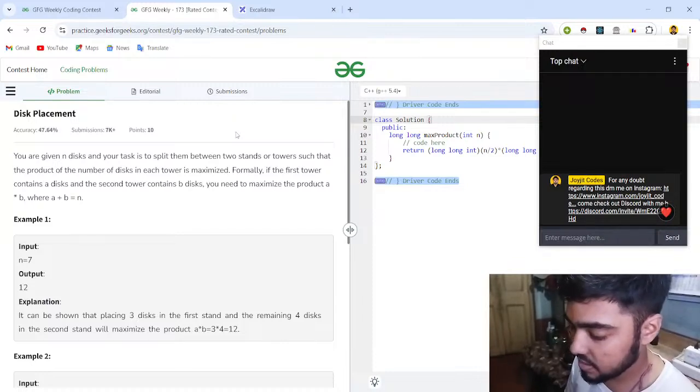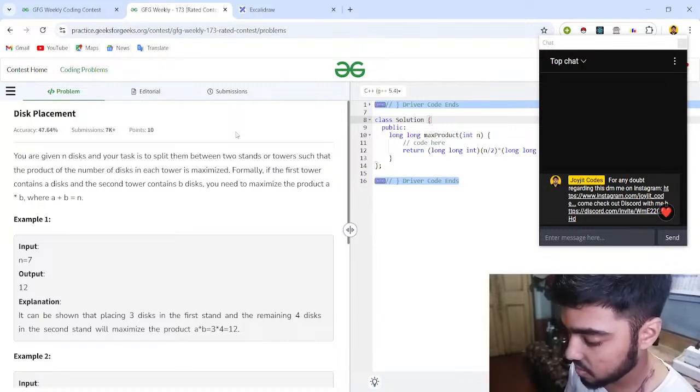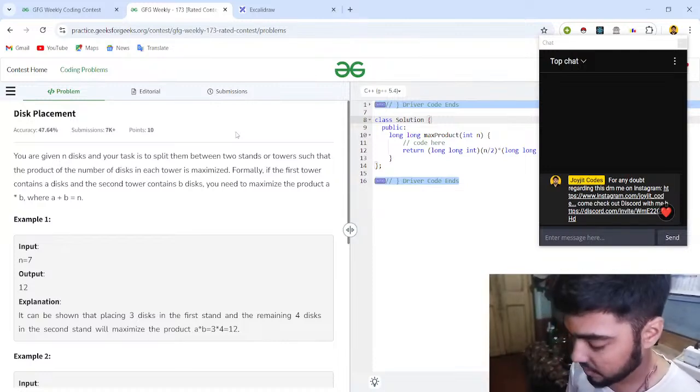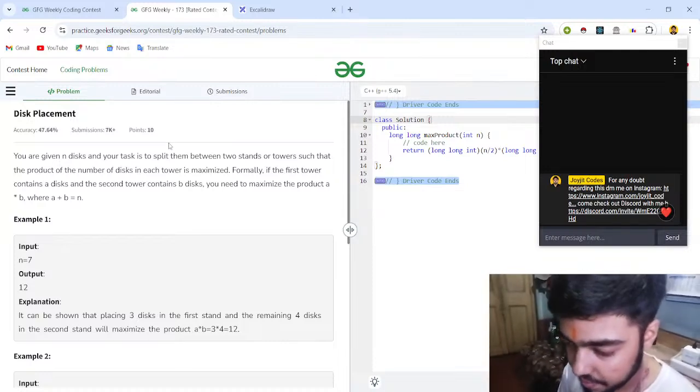Is there any lag from my side? Can you guys confirm whether there is any lag or not? Okay, now I think it's fixed. Even if there was a lag, I think it's fixed, right?